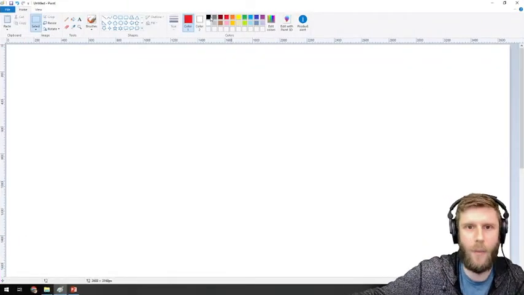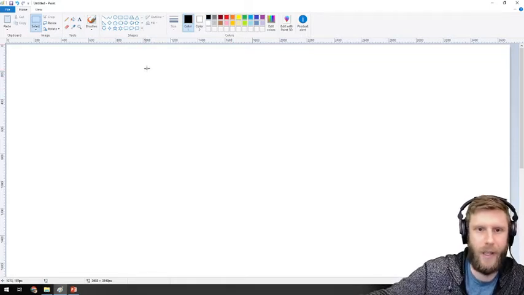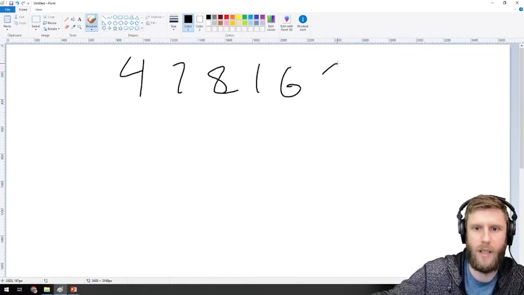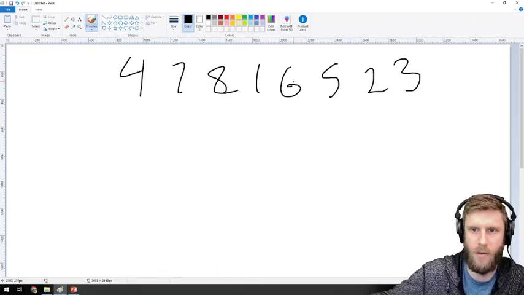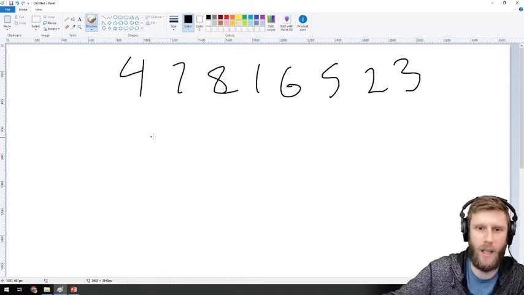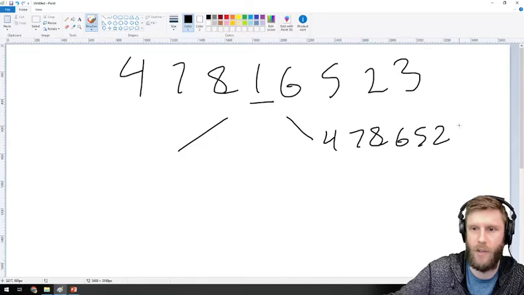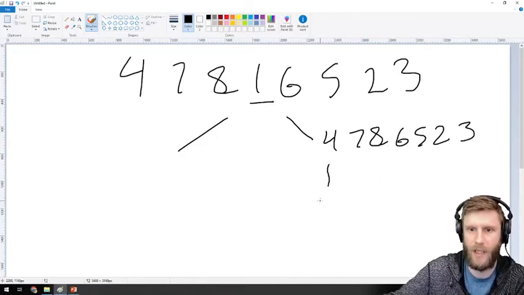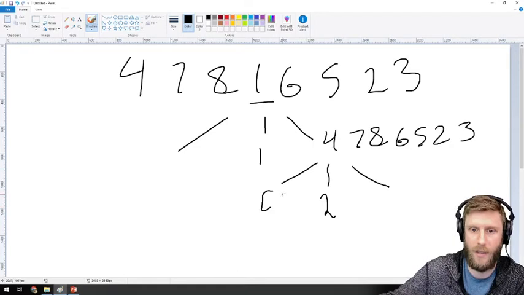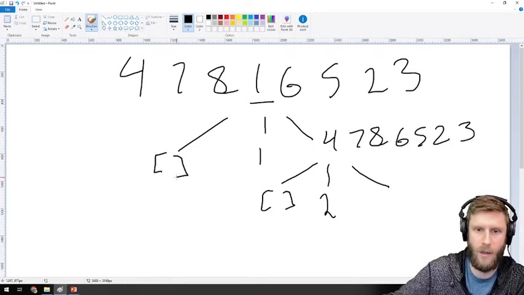So if I have the numbers 4, 7, 8, 1, 6, 5, 2, 3. If I get really unlucky and pick the pivot 1, nothing's going to end up over here. And then I'll have 4, 7, 8, 6, 5, 2, 3. And then maybe I get really unlucky again and I pick the pivot 2. So here I've got the pivot 1. Here I pick 2. Over here I've got an empty list.